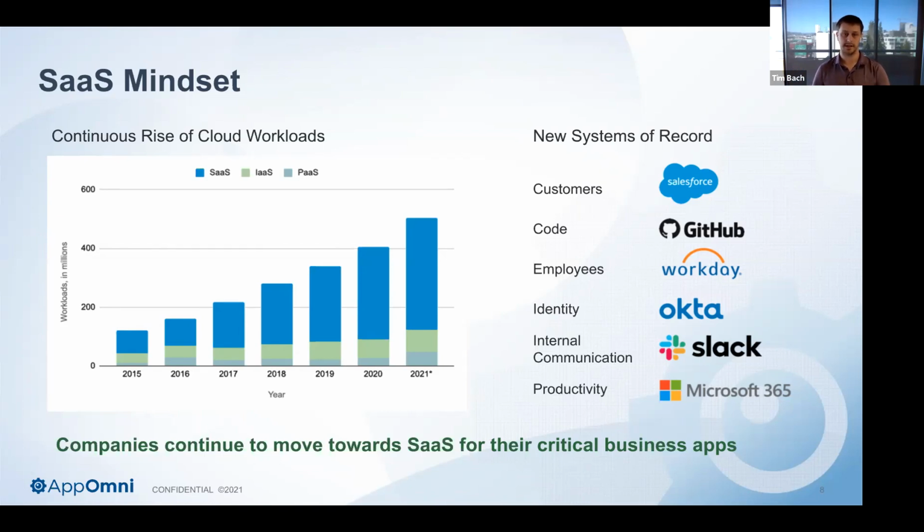But at the end of the day, we look at these graphs, we look at the logos on the right side here. We are truly thinking about SaaS applications as the system of record or the primary business system for a lot of the day-to-day functions of the business. Communication, HR, identity, code, customers, sales, marketing, productivity, document collaboration. That's all going through SaaS clouds at a lot of modern enterprises.